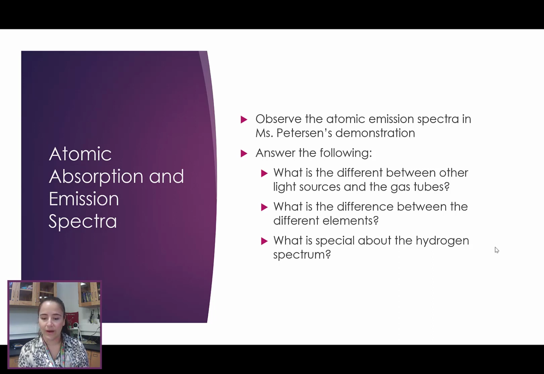And this had to do with observing atomic and emission spectra. So I'm going to show you guys a demonstration in a minute, and I want you to look at the difference between the light sources and the gas tubes that we're going to see, the difference between the elements, and what is so special about the hydrogen spectrum. So let's go ahead and look at that.